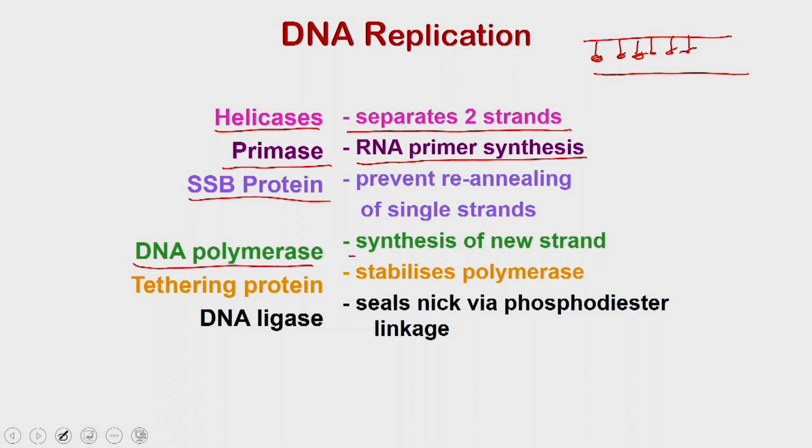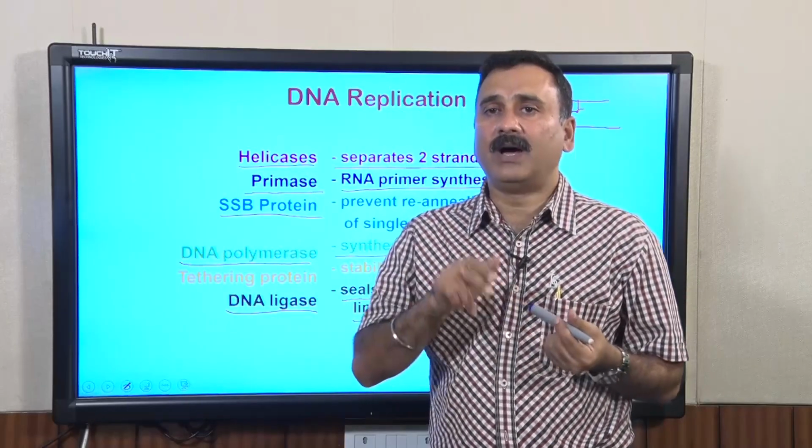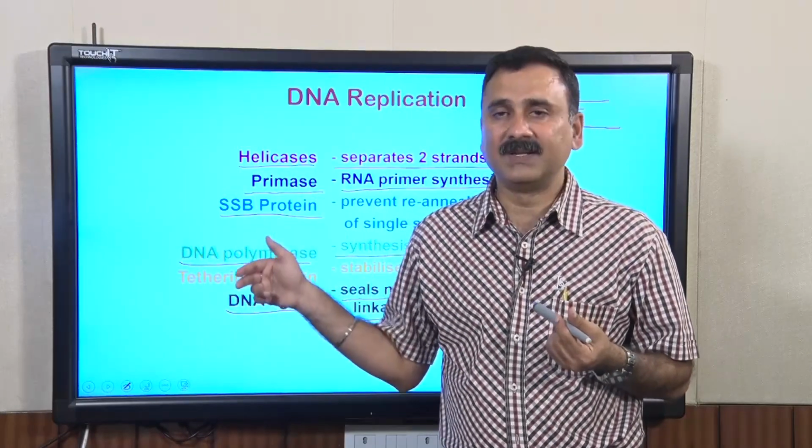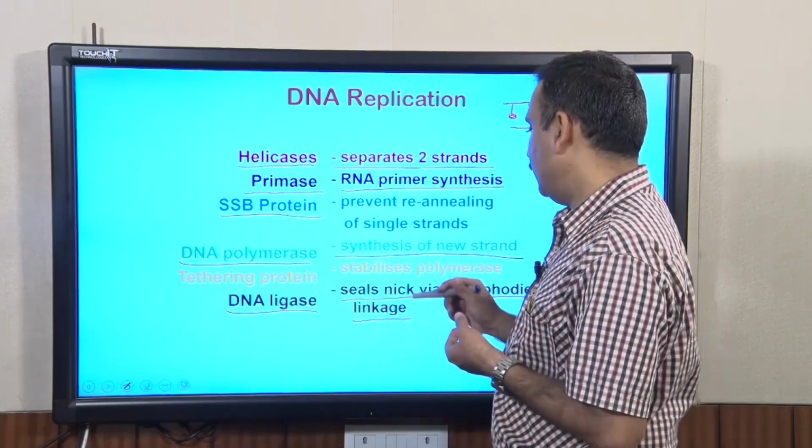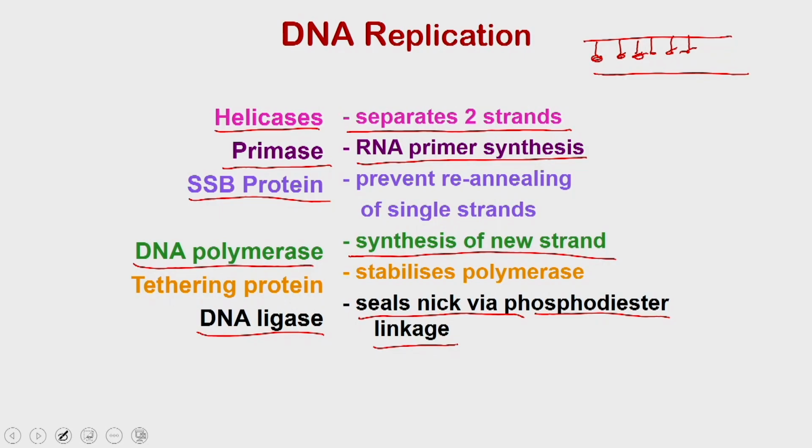Then you have the DNA polymerase, whose job is to synthesize the new strands utilizing the information provided by the template strands. And then you have some tethering proteins which stabilize the DNA polymerase, and then you have the DNA ligase which seals the nicks, because when you are doing synthesis you have the leading strand as well as the lagging strand. On the lagging strand you are creating multiple nicks, and these nicks are ultimately sealed by the enzyme called DNA ligase.